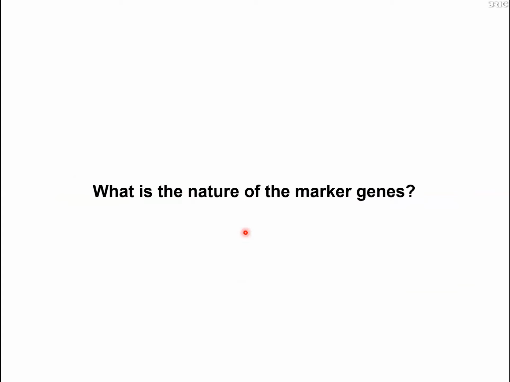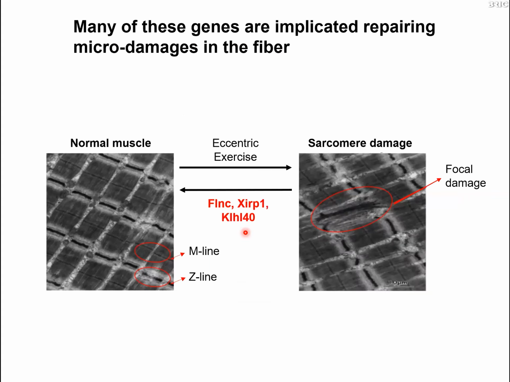So the obvious question is, what is the nature of these marker genes? In other words, what do they do such that they are so heavily implicated in muscle diseases? Now, because the skeletal muscle cells are generating huge force, their contractile machinery can often be damaged and ripped apart.